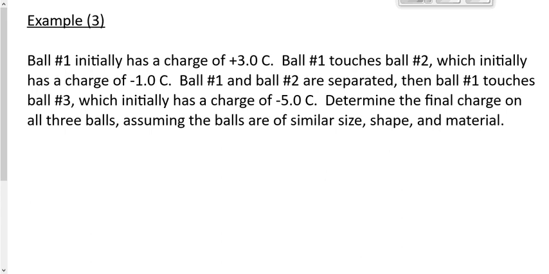The best way to do that, I think, in one of these questions is to create a table. Ball 1, ball 2, and ball 3. Ball 1 starts with a charge of 3 coulombs, 2 is a charge of negative 1 coulomb, and 3 is a charge of negative 5 coulombs. Let's find the total as well. The total charge there, 3 plus negative 1 plus negative 5, gives me negative 3 coulombs.